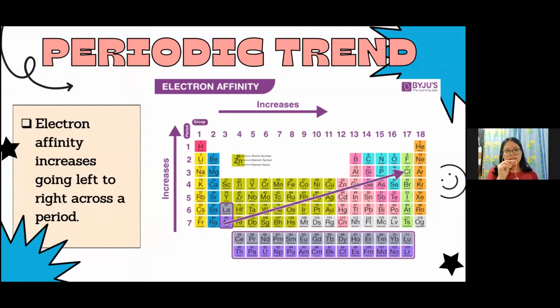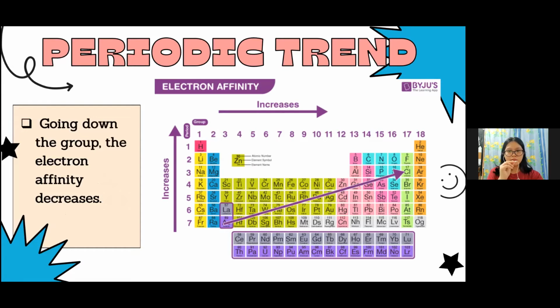Electron affinity as a periodic trend increases going left to right across a period. This is due to the increased nuclear attraction. The electrons added to the energy levels get closer to the nucleus, making the nucleus and its electrons more attractive. Next slide, please.